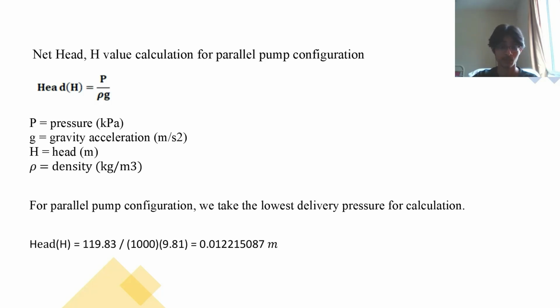Secondly, we will see the calculation for parallel pump configuration. The formula is pressure over rho times gravity. The first value, which is 119.83, is the value that I got from pressure delivery 2, and when we calculate the values, we will get the net head.